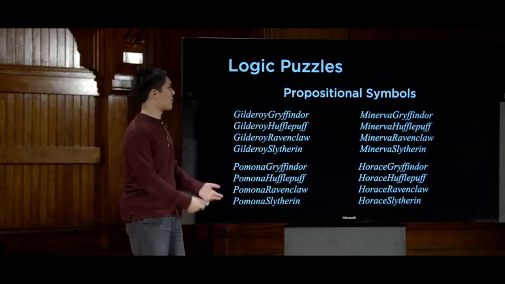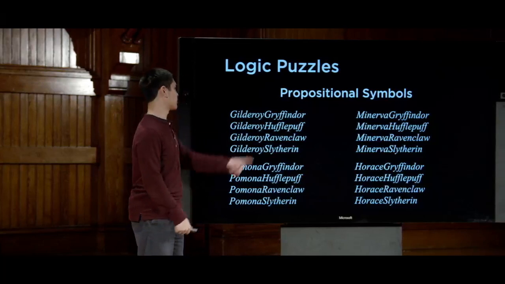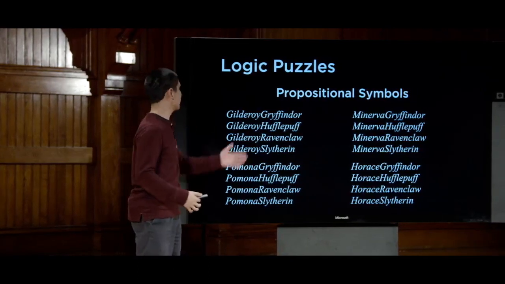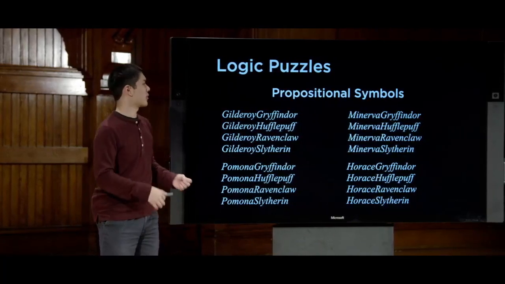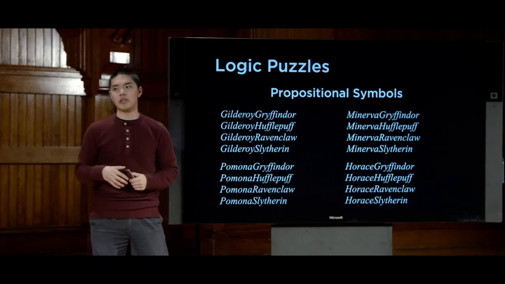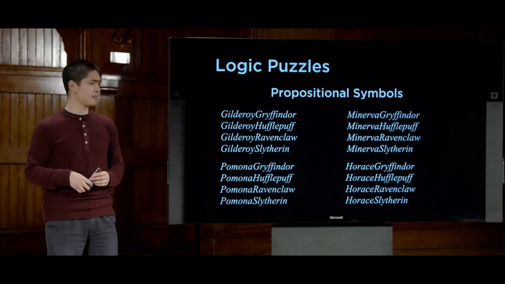So we need to say, remember, every propositional symbol is either true or false. So Gilderoy Gryffindor is either true or false. Either he's in Gryffindor or he is not. Likewise, Gilderoy Hufflepuff, also true or false. Either it is true or it's false. And that's true for every combination of person and house that we could come up with. We have some sort of propositional symbol for each one of those.